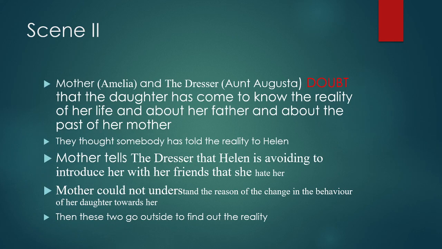In the second scene, the mother and the dresser have doubt that the daughter has come to know the reality of her life, about her father and about the past of her mother. So the behavior of this daughter has changed now. According to these two, somebody has met this daughter and told her the reality of her life and the past. Mother tells the dresser that Helen is avoiding introducing her to her friends, that she now is hating her. Mother could not understand the reason for the change in behavior of her daughter towards her. Then these two go outside to find out the reality. Who are these two? Mother and the dresser.